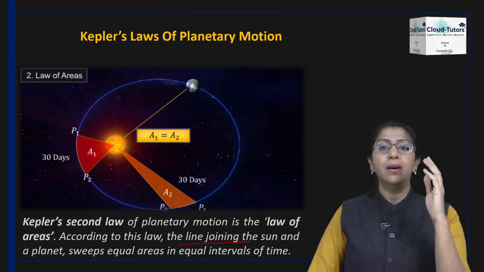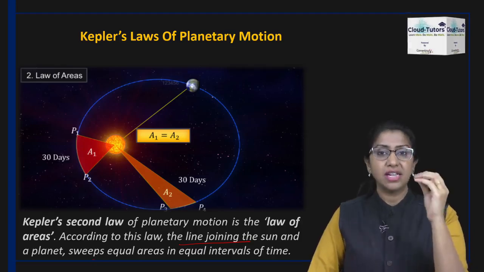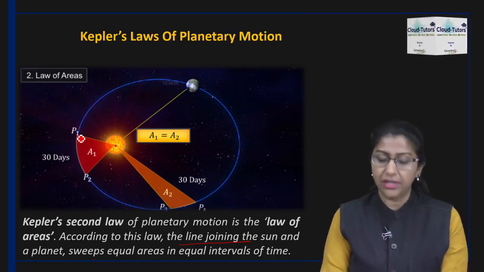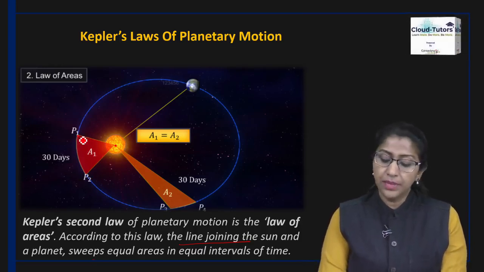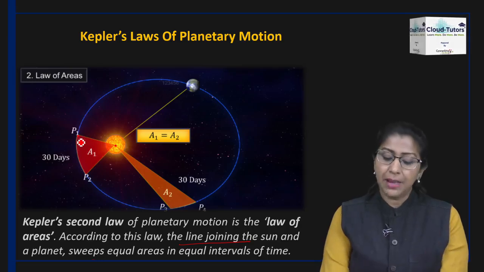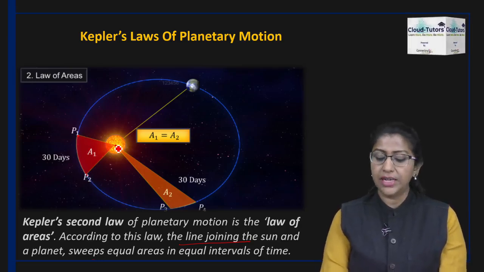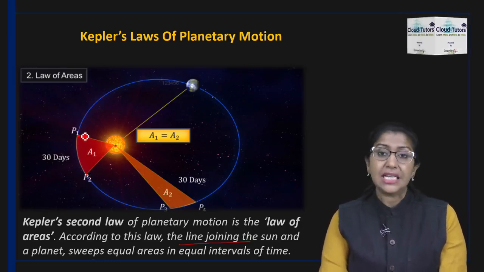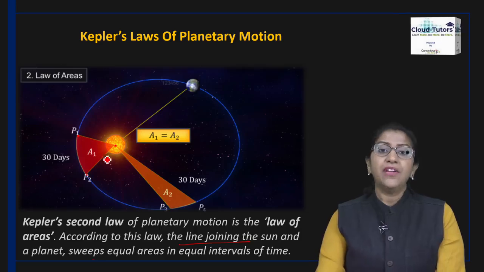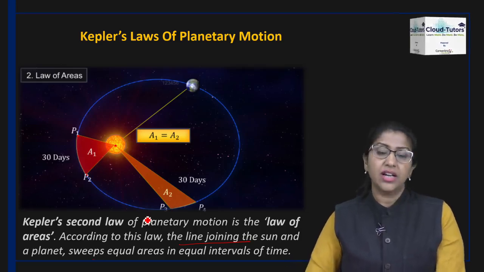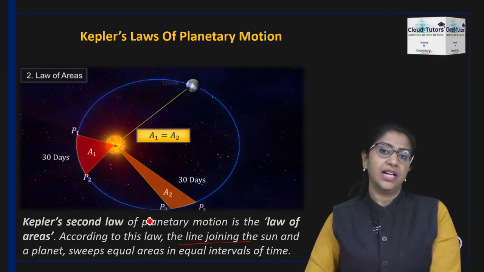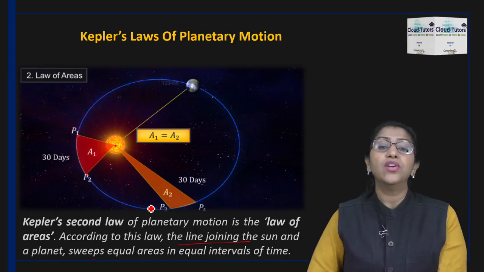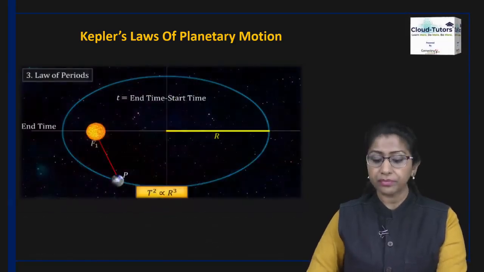Say, for example, there is an imaginary line joining the sun and a planet which is at point P1, let's assume. If in 30 days the planet comes from P1 to this point P2, then the line joining the sun and the planet sweeps area A1. If we measure the same kind of area in the next 30 days, it would be equal to A1. That is what the law of areas means, right?